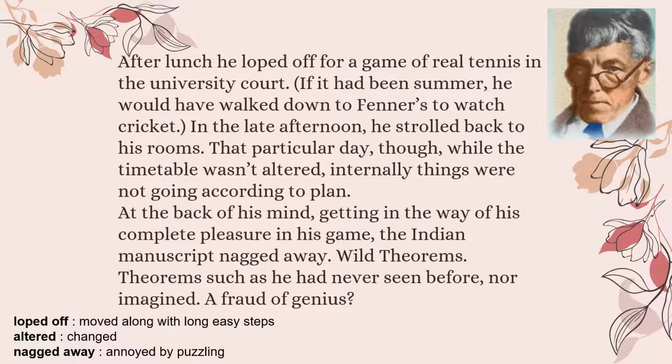A fraud of genius. So in this paragraph we understand, after lunch, Hardy moved along with easy steps for a game of tennis at the university court. If it would have been summer, he would have gone to watch cricket at Fenner's. But late that afternoon, he goes back to his room. Even though his timetable wasn't changed, he could not do things like usual, and he kept wondering about the Indian manuscript that was playing in the back of his mind. And he could not enjoy his game as that manuscript kept nagging him away, which means he was getting annoyed due to that puzzling script, as he was unable to figure out those wild theorems which he never came across even once in his lifetime, and wondered, was that Indian a fraud of genius?